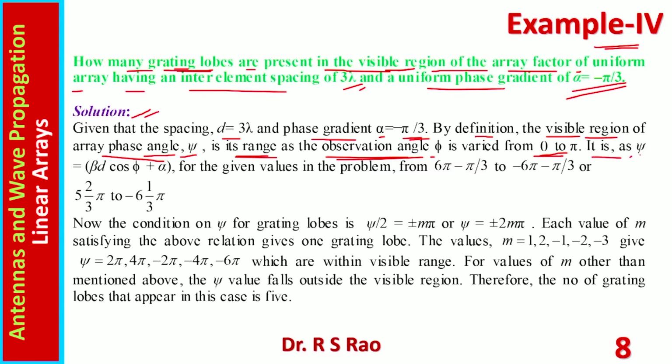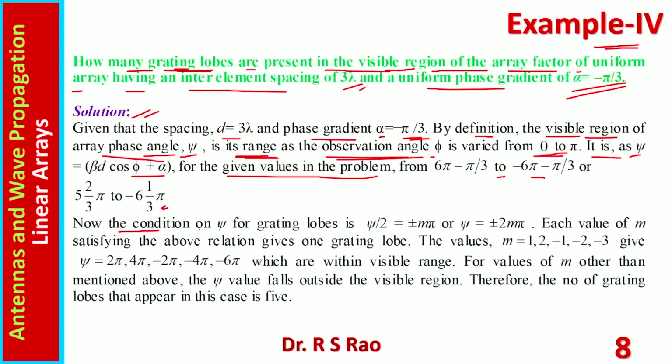Psi is beta d cos phi plus alpha. For the given values in the problem, psi ranges from 6 pi minus pi by 3, that is 5 2 by 3 pi, to minus 6 pi minus pi by 3, that is minus 6 1 by 3 pi. So it is just a range. When phi is 0, what is psi? When phi is pi, what is psi? For the given values of beta, d and alpha, those limiting values of psi give us the visible region.